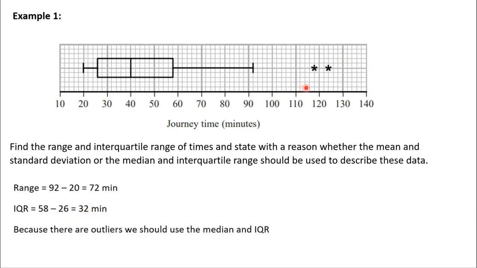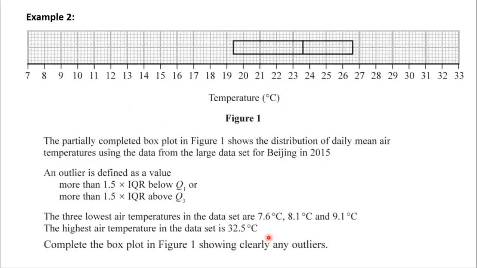Because there are outliers, we have to use the median and interquartile range if we were asked to compare this data with another data. So in this example here, you can pause the video and try to answer it. You need to sketch the box plot, and then we will go together through the answers.